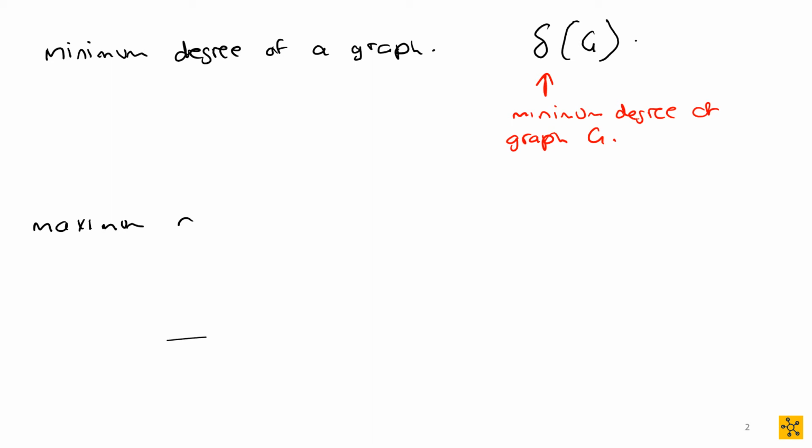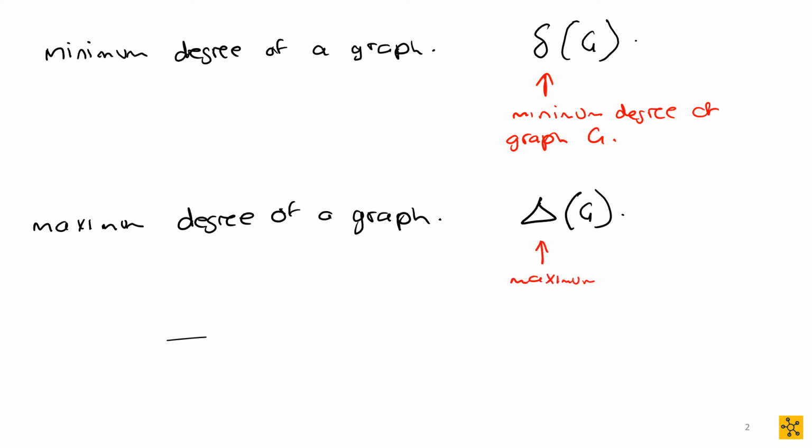Maximum degree of a graph, and it's denoted by capital delta, which is basically a triangle. Okay, and again, it's saying it's the maximum degree of graph G. So let's just rewrite that again. Maximum degree of graph G.